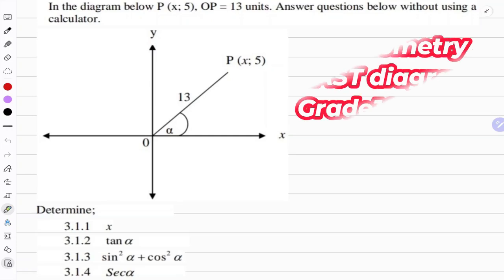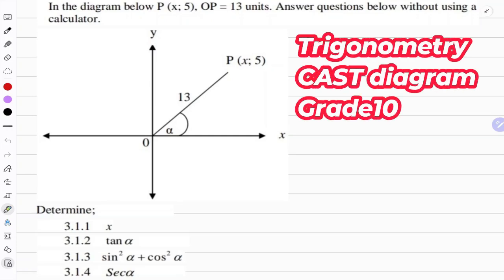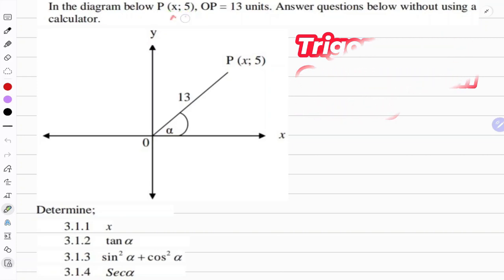Hi guys, in today's video we're going to solve a CAST diagram. So it says in the diagram below we're given a point P with coordinates x and 5. They're telling us that OP is 13 units, so this length is 13 units. Answer the questions below without using a calculator.